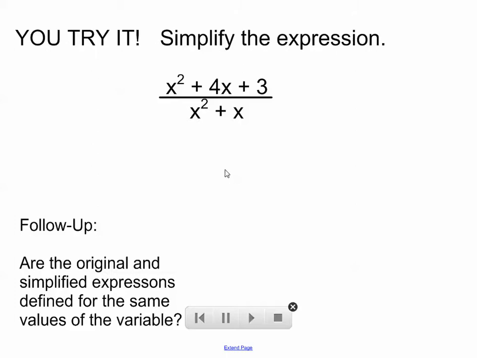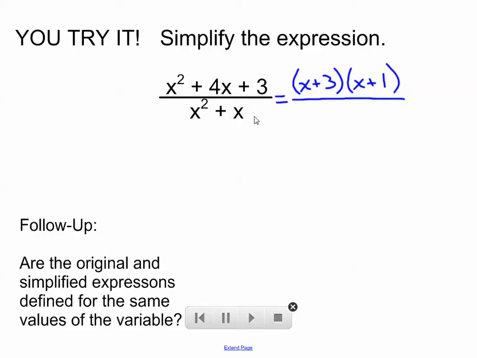Okay, so I'm looking at this top expression. The lead coefficient is 1, so I want to factor it, and I want to say what factors of 3 add up to 4. And obviously, that's 3 and 1. So x plus 3 times x plus 1 would equal x squared plus 4x plus 3.